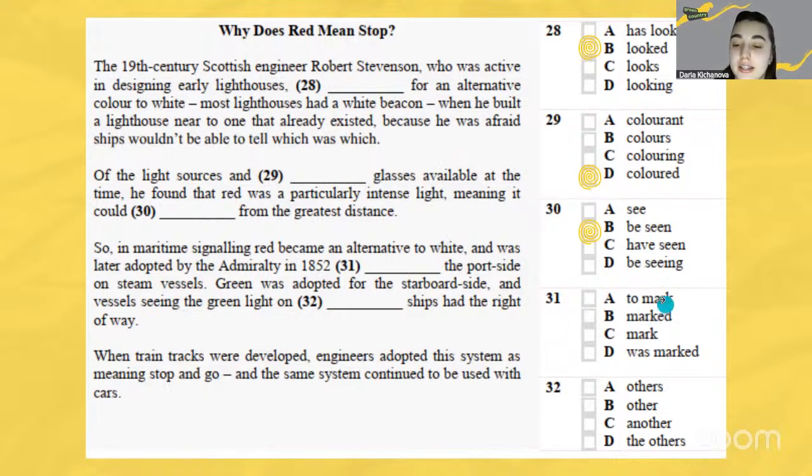And let's take a look at 31. There we have with you signaling red became an alternative to white and was later adopted by the Admiralty. With what purpose? To mark, marked, mark, or was marked?